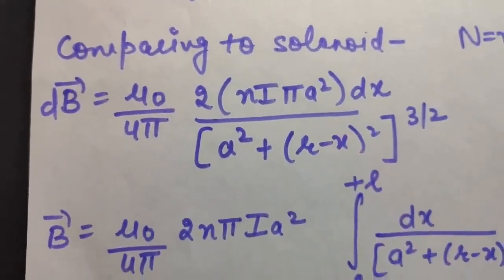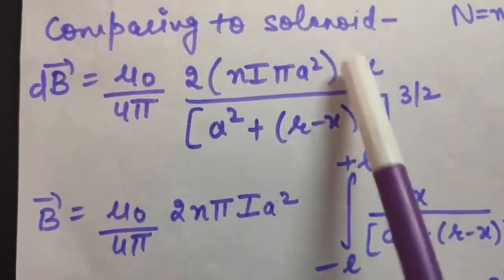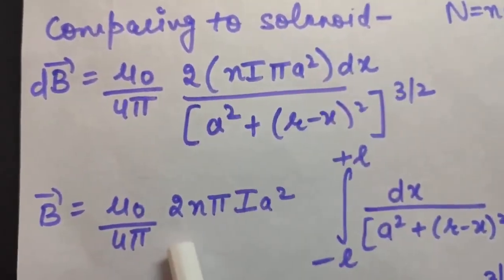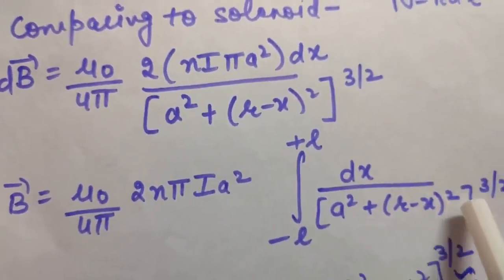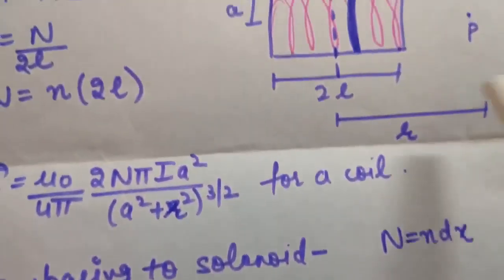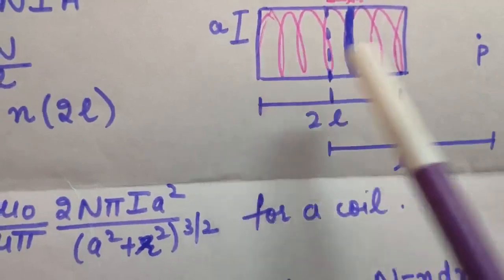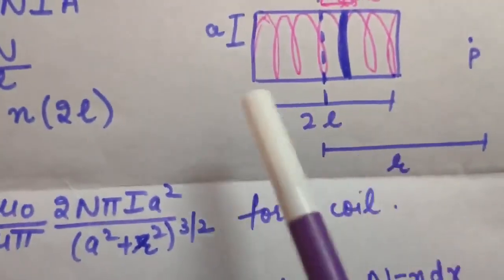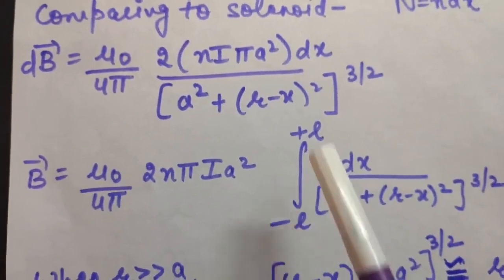Now integrating it: μ0 upon 4π, 2nπia², all are constant, they will come outside, and we are integrating dx upon (a² plus (R minus x)²) to the power 3 by 2. Now what will be the limits? As we want to calculate magnetic field for the whole solenoid, limits will be minus L to plus L, because the length is 2L. So integrating it will give you minus L to plus L.